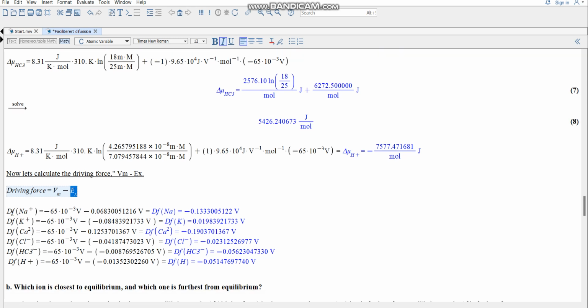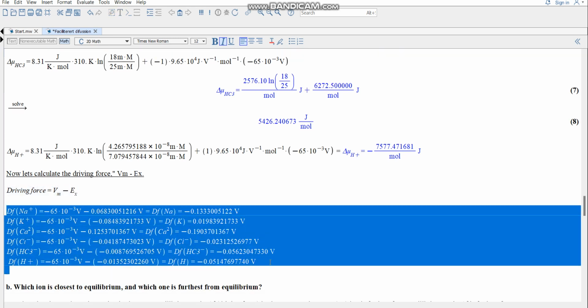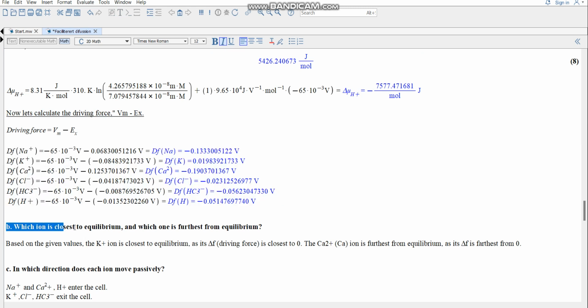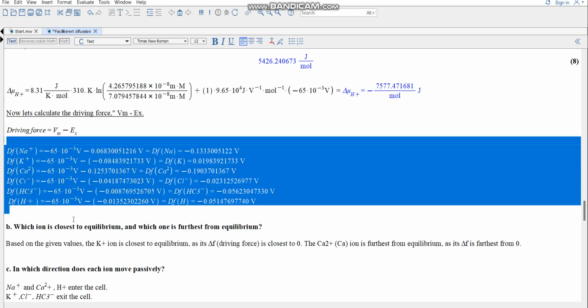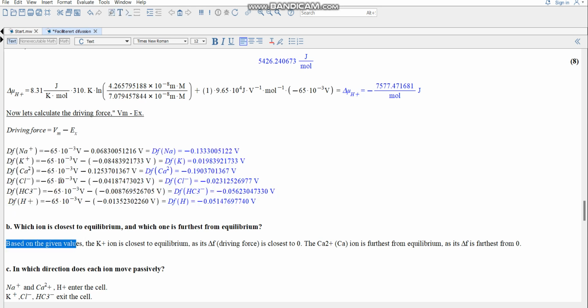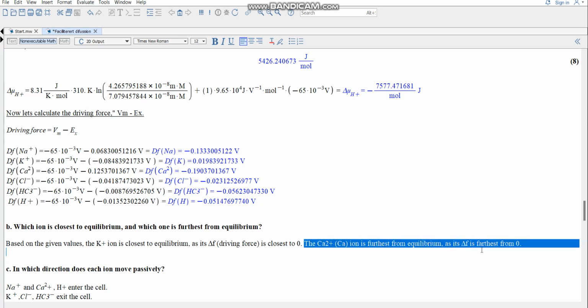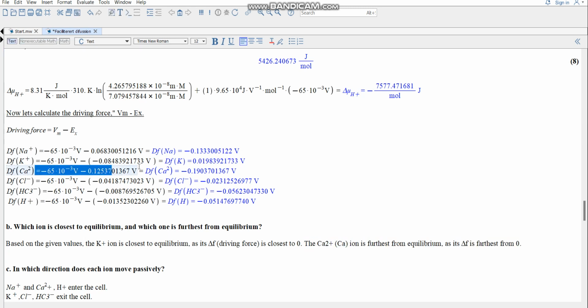So I've calculated for each of the ions here, and now they ask you which ion is the closest to equilibrium and which one is the furthest from equilibrium. So we can of course utilize the driving forces to look at that. So based on the given values, the potassium ion is closest to equilibrium. It's close to 0. And then calcium is the furthest from equilibrium, it is the furthest from 0, as you guys see.